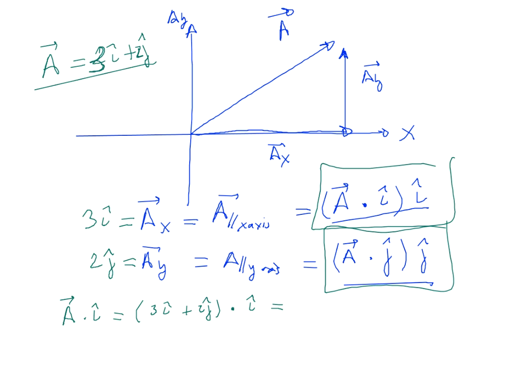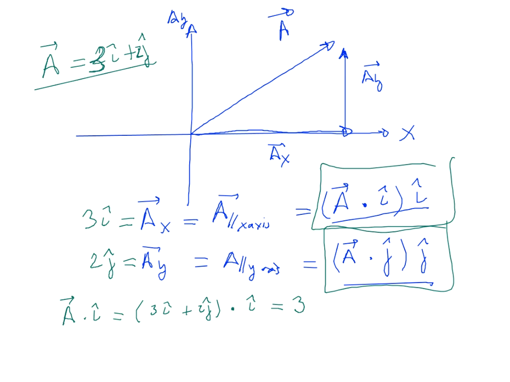Use the distributive rule like we did. 3I dot I plus 2J dot I. Yep, almost. And what is I squared, which is I dot I? 1. Excellent. So this is just 1 times 3. Do we all agree? Remember, it's a scalar. Dot product is a scalar.